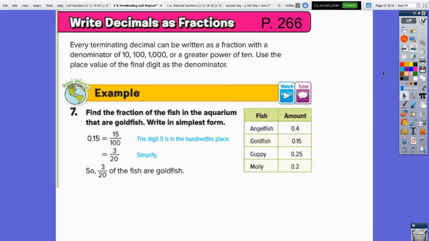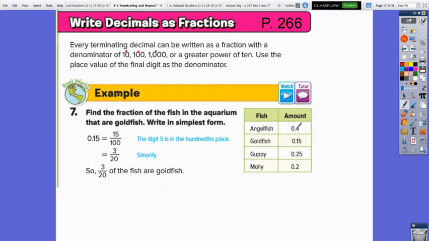All right, so look at a couple things here to help you out in the book. Page 266 in the book, writing a decimal as a fraction. And again, just like we just went over, says every terminating decimal can be written with a denominator of 10 or 100 or 1,000, right? Or more if it's longer decimal places than that. We will not see anything longer than that, okay?